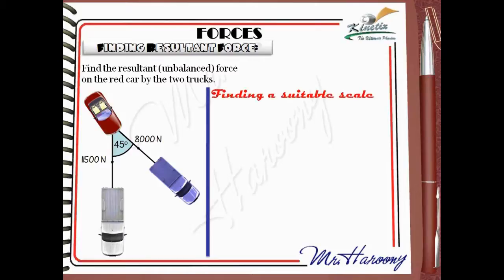Finding a suitable scale. The first scale we normally think about is 1 centimeter to 1 newton. In our case, this means that you need to draw the 8,000 newton force as a line of 8,000 centimeters length. Sure, this is impossible. So let's find a bigger scale, 1 centimeter to 10 newtons. This scale means that the 8,000 newtons will be represented by an 800 centimeter line. This is also impossible on an A4 paper.